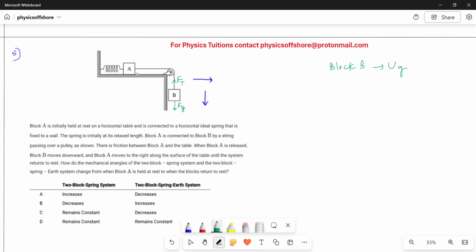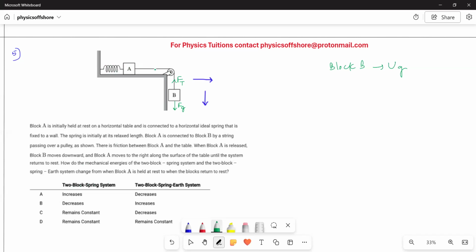Friction is acting between block A and the table, a dissipative force. The work done by friction is dissipative because friction is a non-conservative force, so it will not be accounted for in the total energy of the system. That also we should consider. Initially, for the two-block spring system, the total energy is just this gravitational potential energy, nothing beyond that. When the system is released, block B does work, and that work is stored in the form of elastic potential energy.